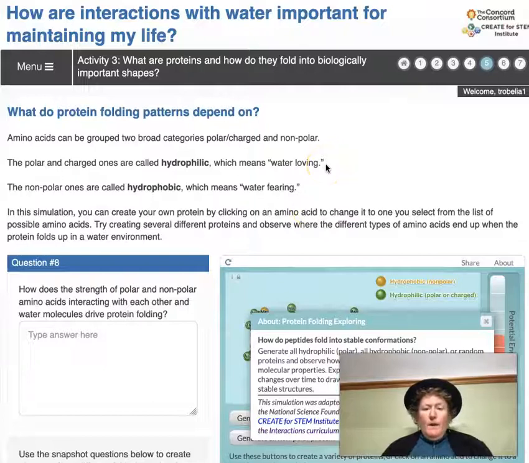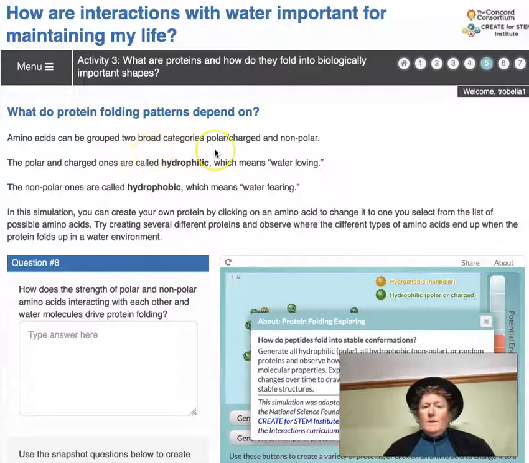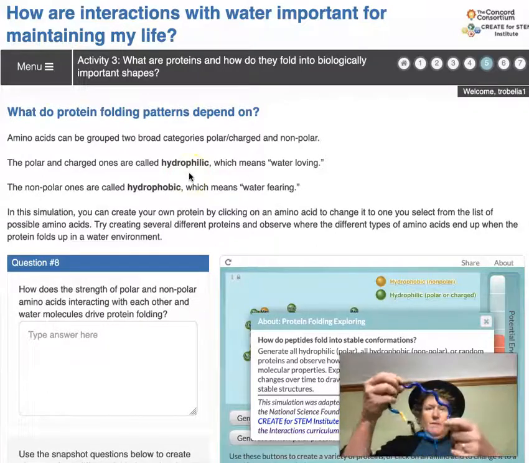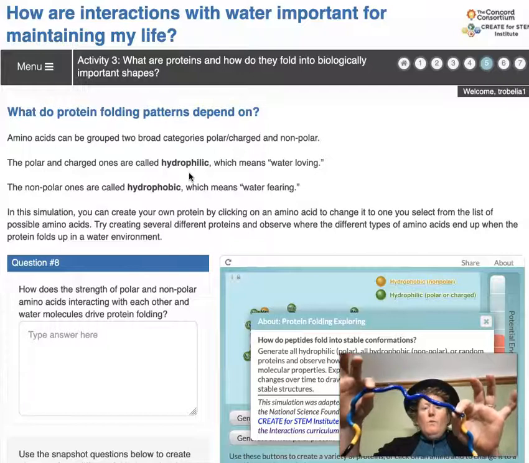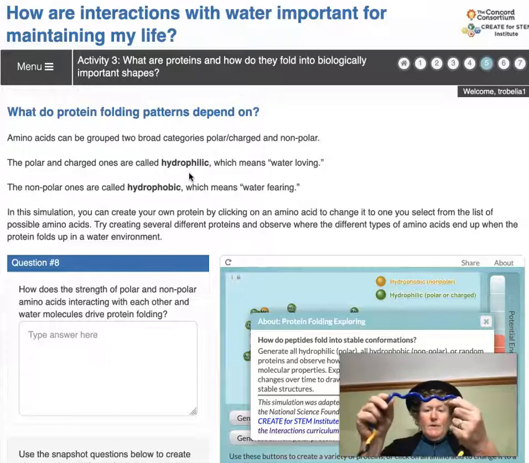So now that you've answered questions 6 and 7, let's talk about what protein folding patterns depend on. Amino acids can be grouped into 2 broad categories: polar, or charged, and nonpolar. The polar and charged ones are called hydrophilic, which means water-loving. In this particular model of proteins, the blue is hydrophilic. It's easy to remember because blue, water, they get along. Water is blue. So this is the part that's going to want to interact with water because it's polar.